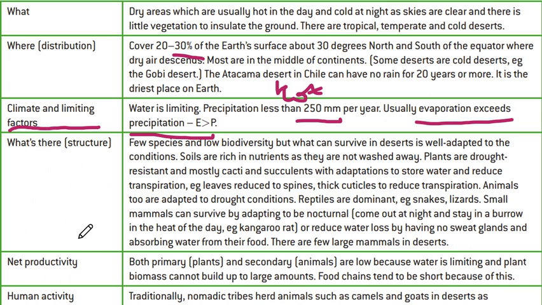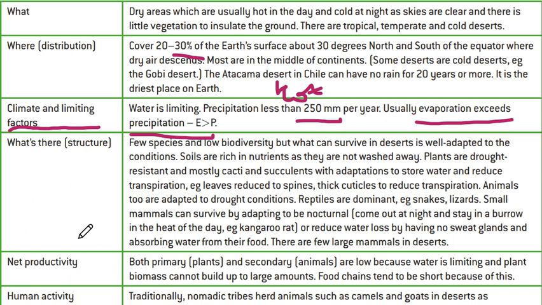And of course there's low biodiversity. Soils are rich in nutrients, but they're not washed away because there's very little water, so leaching cannot take place. Plants are drought resistant, mostly cacti and succulents, which store water and reduce transpiration, helping them survive. They have very thick cuticles to reduce transpiration, and small leaves.